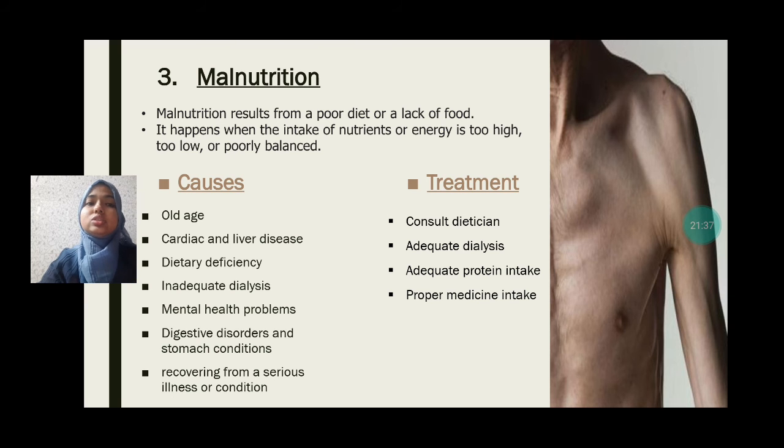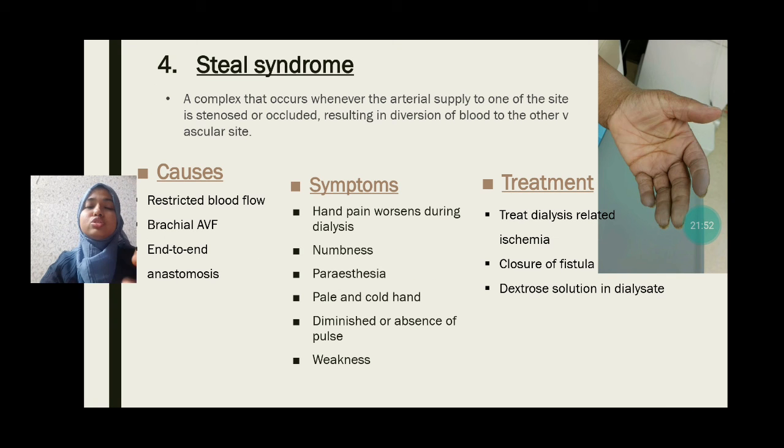Adequate dialysis: go for dialysis thrice a week or 4 times a week, but go for dialysis. Adequate protein intake: protein-rich food should be taken. Proper medicines should be taken. If there are supplements, they should also be taken.